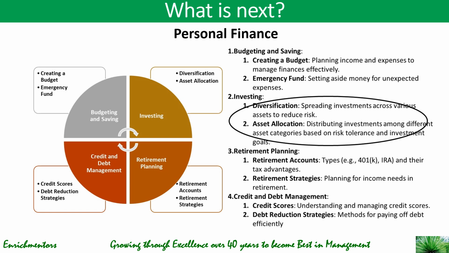So what do we do next? Having looked at how to budget and save, we will now look at how to invest, how to diversify, and how to do the right asset allocation.